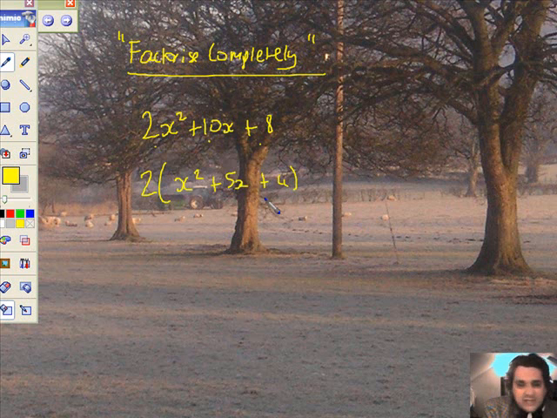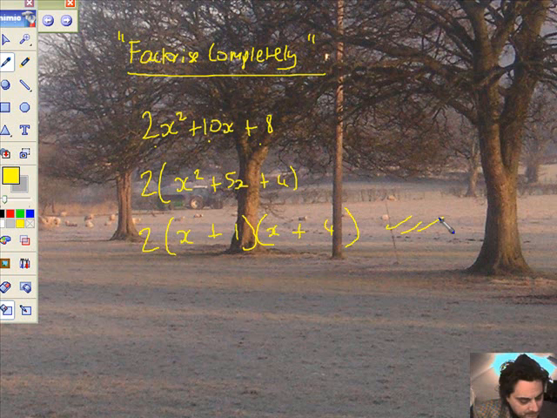And we've got a very, very simple grade B quadratic. So we're going to have 2, then two brackets. And then we ignore the 2 now, because we're going to focus our mind on this very simple quadratic that we're left with. So x times x is x squared, 4 times 1 makes 4, and 1 plus 4 makes 5. That's it. 3 factors. 1, 2, 3, 3 marks. Thank you. I'm happy.